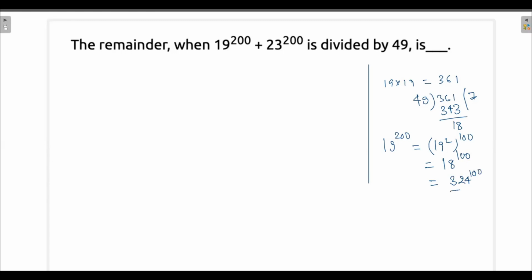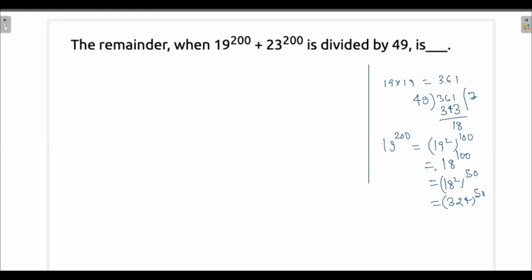And then again, let's start dividing it. So 18, if I did 18 square, then this will be 18 square to the power 50. This will be 324 to the power 50. And then if I again try to divide it and find the remainder, I'm not getting any sort of repetitive pattern and it keeps going.